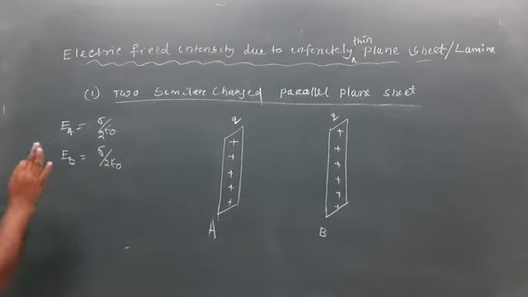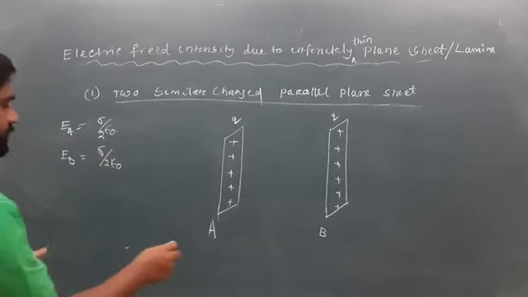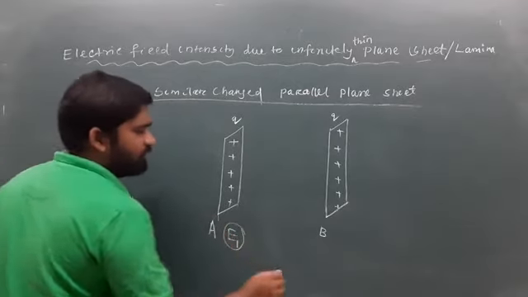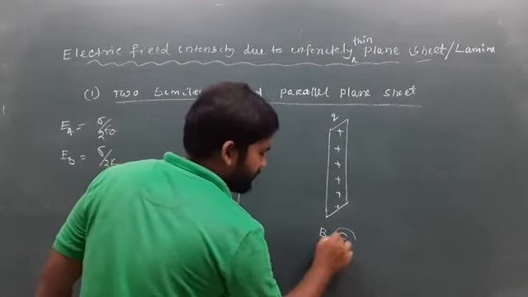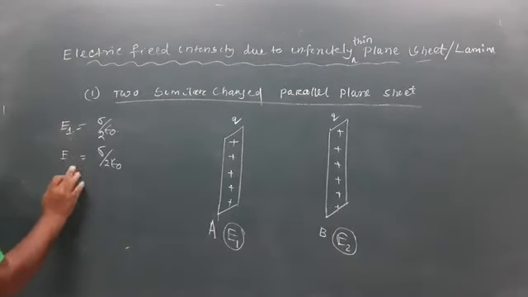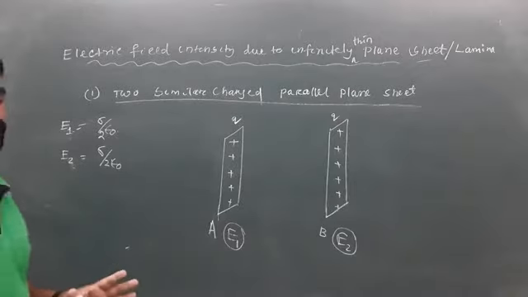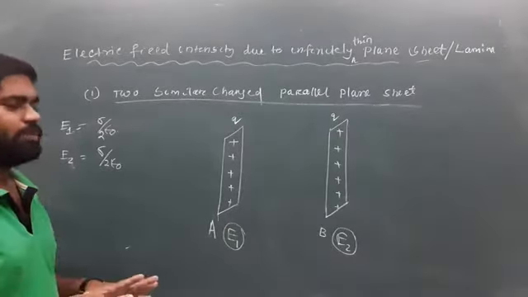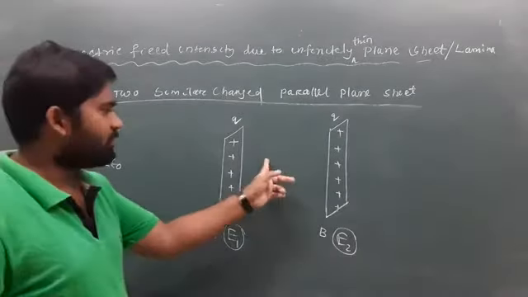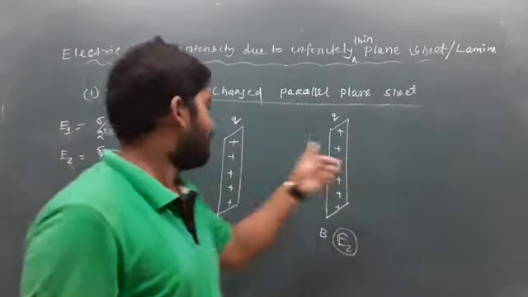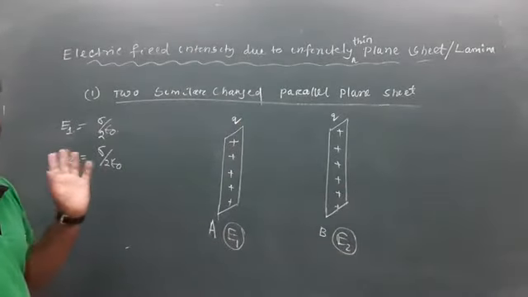Okay, EA that I take E1. For A plane sheet electric field I consider E1, for B plane sheet I consider electric field as E2. So that's why EA will be E1, EB will be E2, as it is independent of the position. Okay, so what we can take? We can take the point of measurement in between the plane sheet, or one side to the plate B, or opposite side to the plate A.